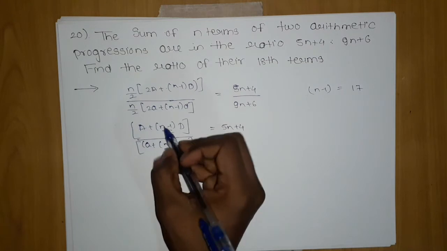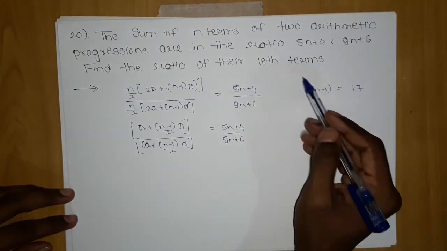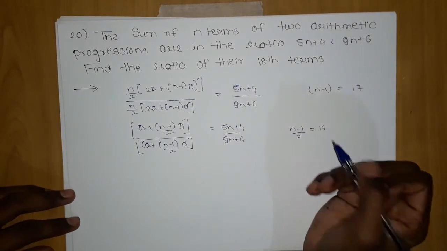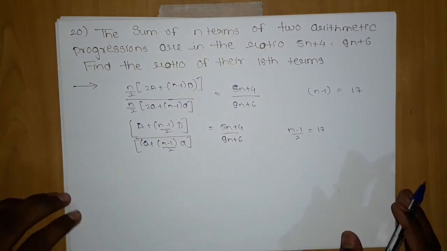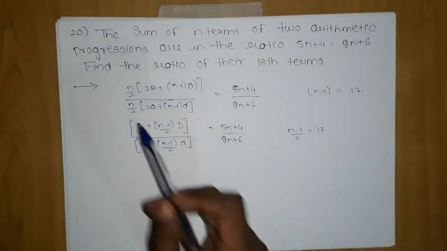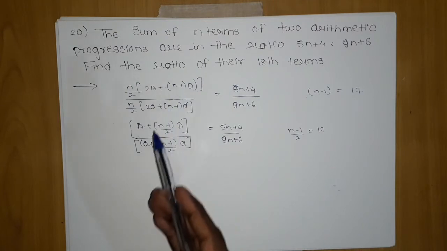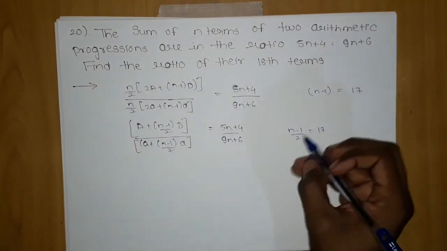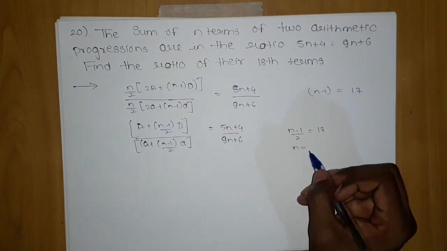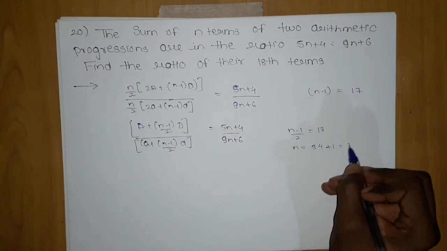Now this (n minus 1) by 2 should be equal to 17, because we want the ratio of the 17th term. So (n minus 1) upon 2, this is the tricky part, because listen to what I'm telling: the ratio of the 18th term is n minus 1, which is the 17th term. So when I find the sum, it should be 17 also, but here it is (n minus 1) by 2, so I am equating it to 17. So we are getting n minus 1 equals 34, plus 1, which is 35.